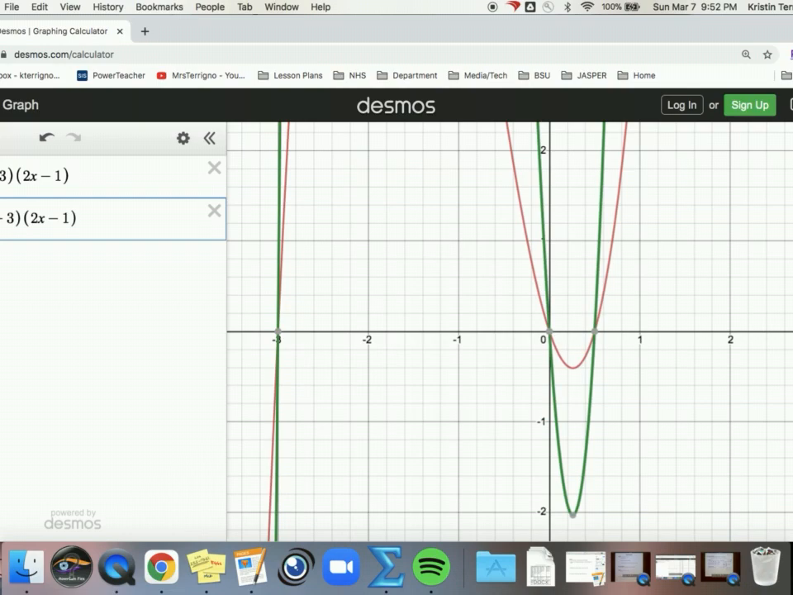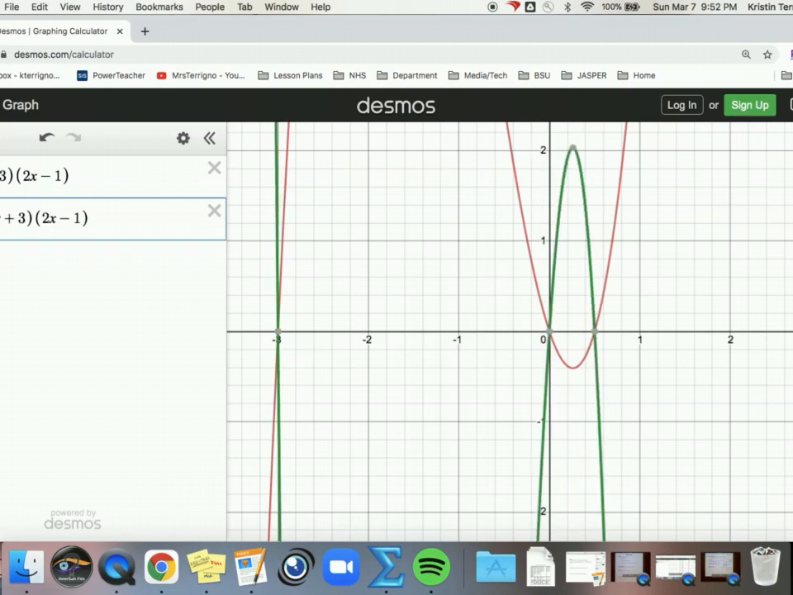Okay, or I could put a negative in front of it, and that's going to flip everything over. Now I've got a whole new function, but the zeros are still located in the same place. Okay, so all just important things for us to understand about how these zeros work with the factors and how to build these polynomial functions.